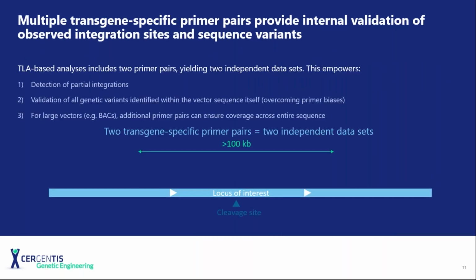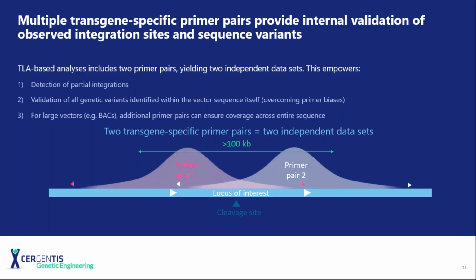TLA makes use of 2 primer pairs, as you can see in the animation below. We do this to generate 2 independent primer data sets, and this allows us for an internal validation of the experiment. So we actually don't need a control sample. However, this may increase the resolution of detection in very heterogeneous samples.